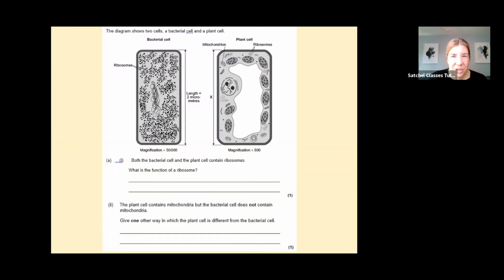Let's look at some GCSE past paper questions. Again, you can do this verbally or you can write any of these down. There's quite a lot of questions to choose from. GCSE biologists like putting this in the papers.